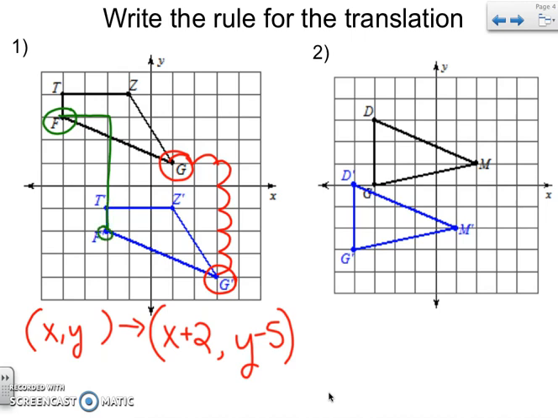Yes. Okay? So that would be a correct rule. All right? So why don't you guys try this one on your own? Press pause and write the rule. Remember, you're going from the black shape to the blue shape.